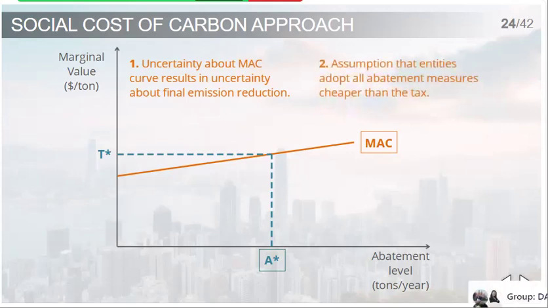Secondly, it is assumed that liable entities will respond to the price signal of the tax by adopting all abatement measures that have a lower cost than T star per tonne of CO2 equivalent. If there is stickiness in the system, the level of abatement can fall short of the expected level.